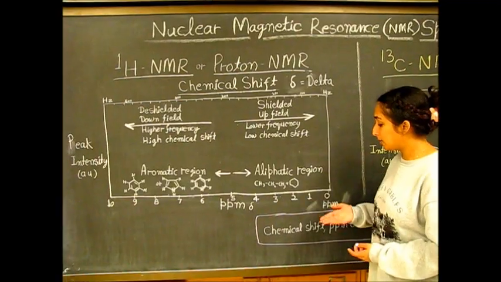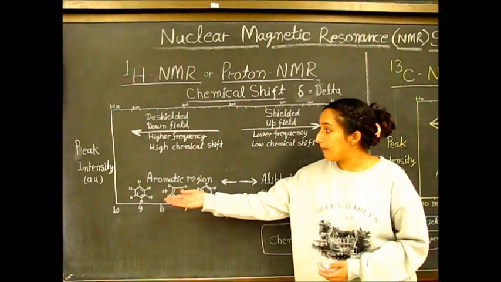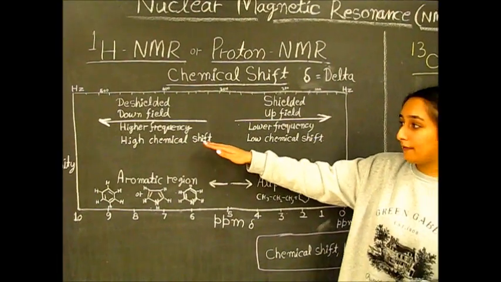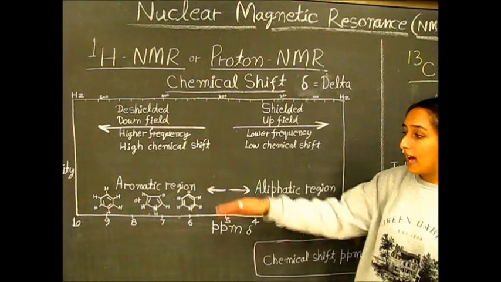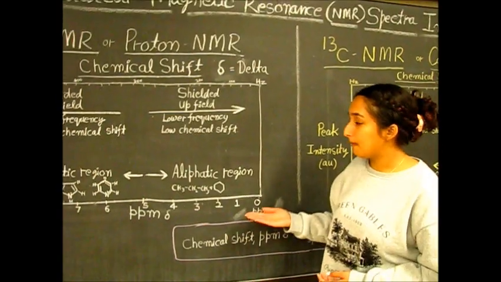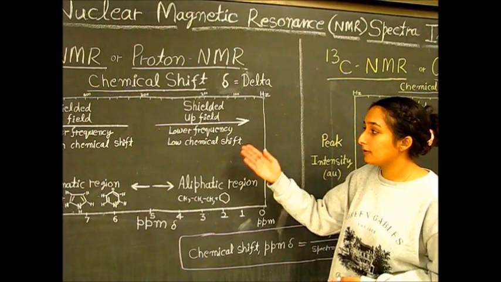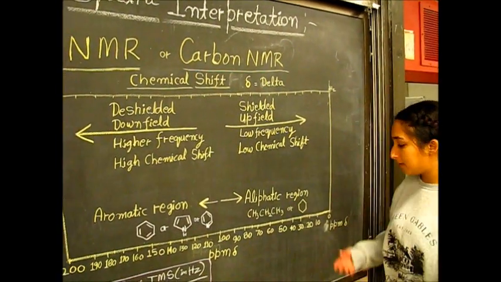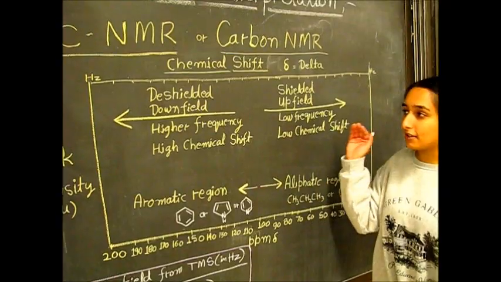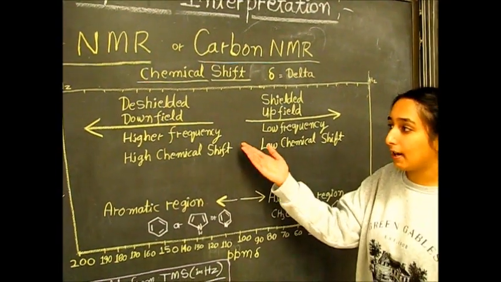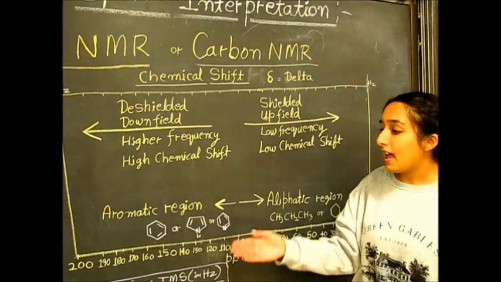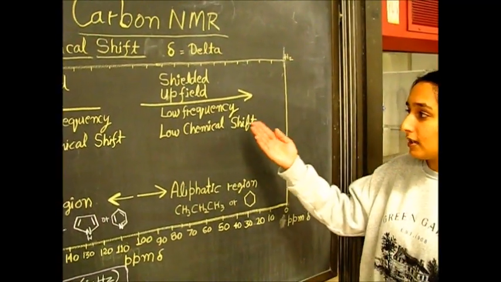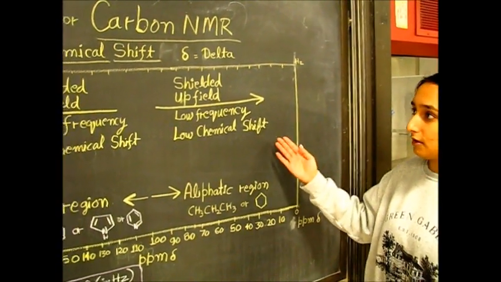In the 1H NMR, as we move from 0 ppm to 10 ppm, we see the protons de-shielding or moving downfield, and they have a higher frequency as well as a higher chemical shift. As we move from 10 ppm to 0 ppm, the protons are shielded and moving upfield, with a lower frequency and a lower chemical shift. Similarly, in the 13C NMR, as we move from 0 to 200, the carbons are being de-shielded and moving downfield, and they have a higher frequency as well as a higher chemical shift. As we move from 200 to 0 ppm, the carbons are shielded and moving upfield, with a lower frequency and a lower chemical shift.